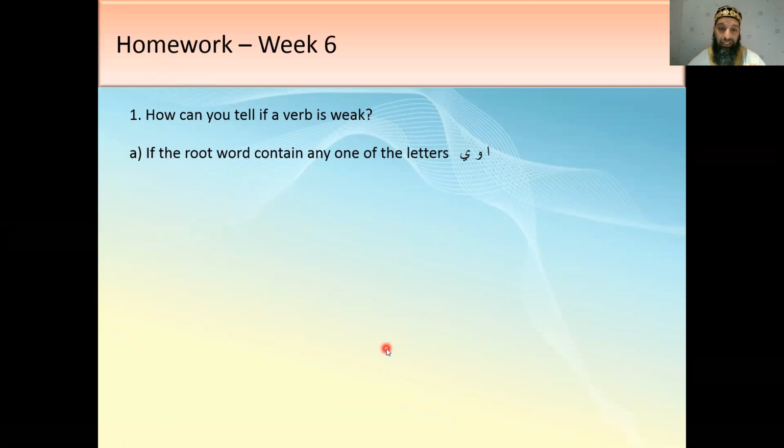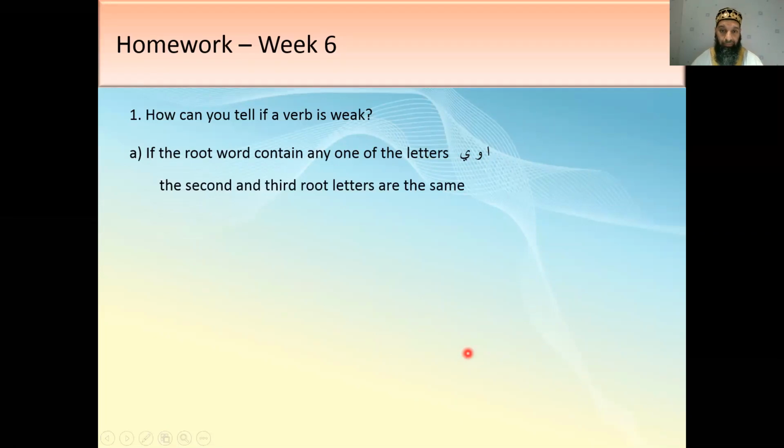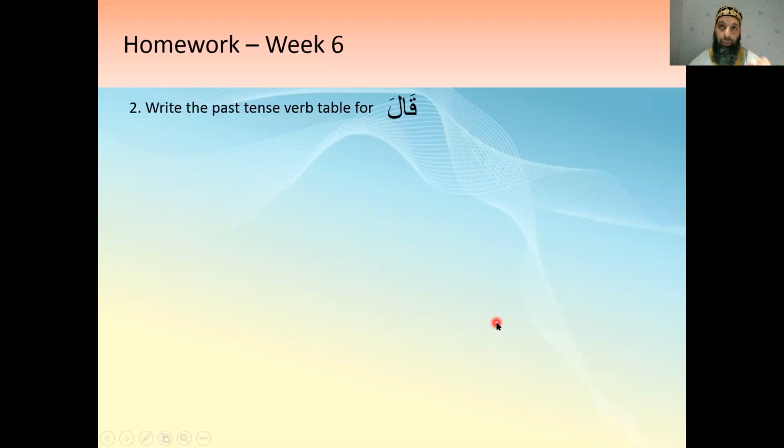The other way you can tell a verb is weak is when the second and third root letters are the same, like dalla, which is dad, lam, and a lam. Dalla, to be astray, basically. So that's the definition of how you can tell if a verb is weak. And remember what we said about a weak verb: it has a problem sitting into the table. Some adjustment has to be made to the normal regular table. That's why we call it weak.